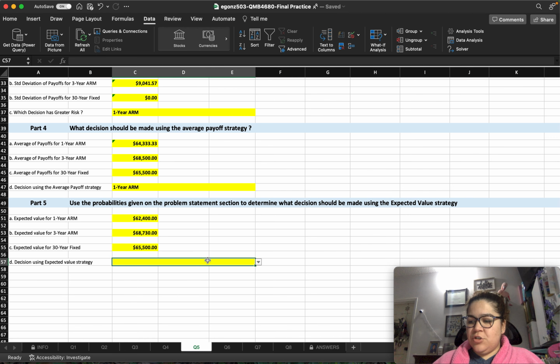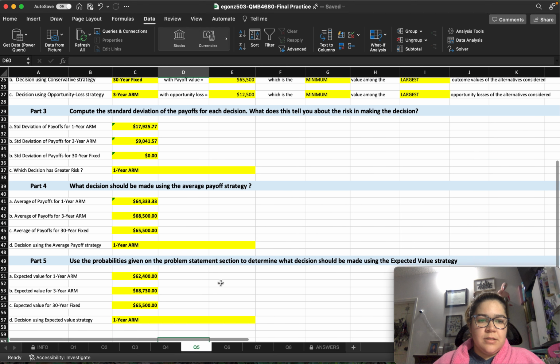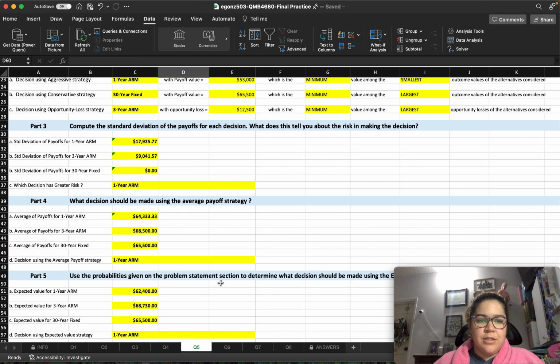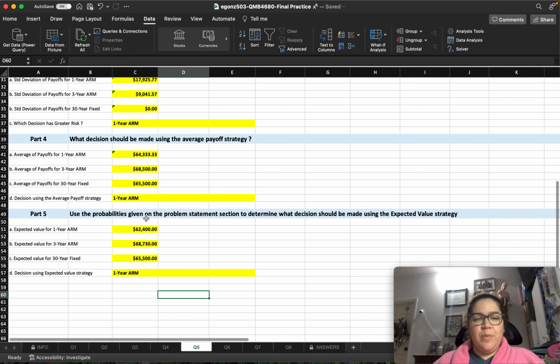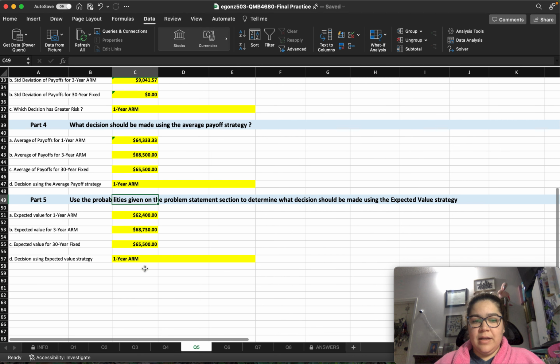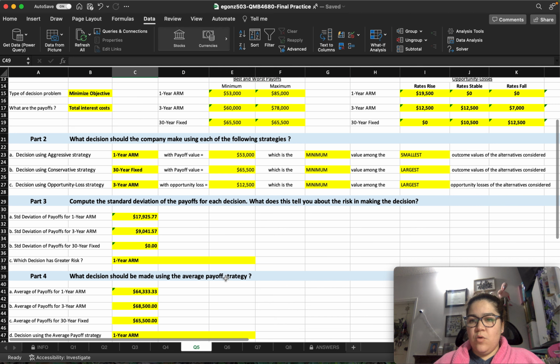Now the decision strategy. So again, money coming in, money coming out. There's money coming out, so I want the lowest. Which one is the lowest? That's going to be the 1 year. So based on this, using the 3 strategies, the 1 year will be the riskier, but I will also be paying less. You see here, on average, I will be paying less. And then using my probabilities, I will be paying less. So this is what it's all about.